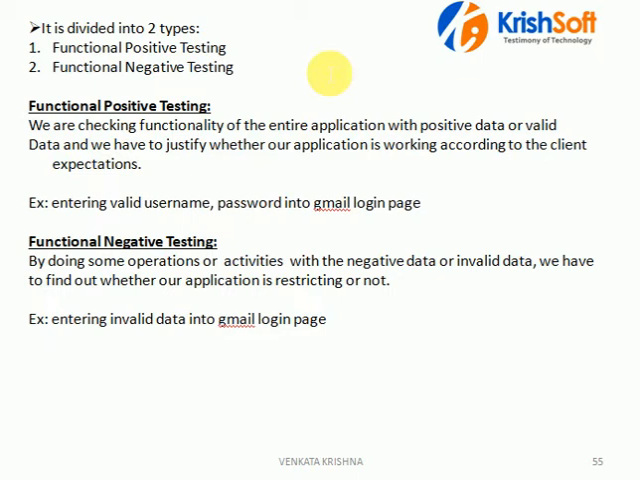So functionality testing, we are going to do in two different ways, functional positive and functional negative. In functional positive, we enter valid data and verify whether it is working according to the requirement or not. In functional negative, we enter invalid data and verify whether the application is restricting the user from proceeding further, whether the corresponding error message is displayed, and whether the corresponding operation is happening on our application or not. That is nothing but functional positive testing and functional negative testing, and how we need to perform them.